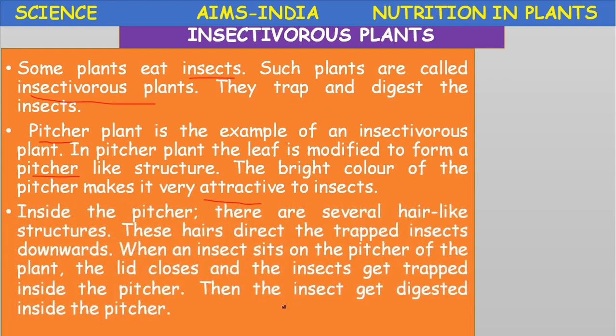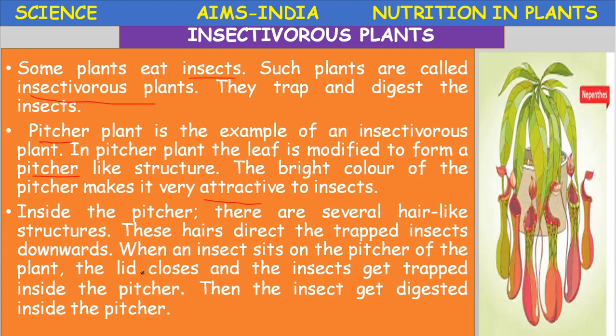Inside the pitcher there are several hair-like structures. These hair-like structures direct and trap the insects downwards. When an insect sits on the pitcher of the plant, the lid-like structure closes and the insect gets trapped inside the pitcher. Then the insect gets digested inside the pitcher by releasing the digestive juices. So this is the pitcher plant.